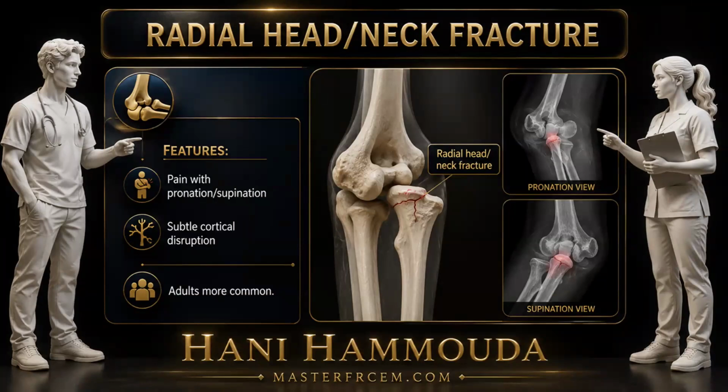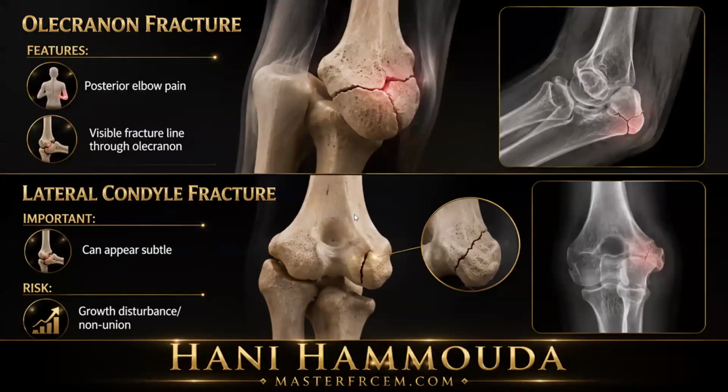In the elbow, if the patient is an adult, adults usually have radial head fractures, with the clinical presentation of tenderness over the radial head and clinical discomfort when they do pronation and supination. So what is the problem in this X-ray? This is a fracture of the radial head. Is this a pronation or supination view? This is a pronation view, and this one is a supination view.